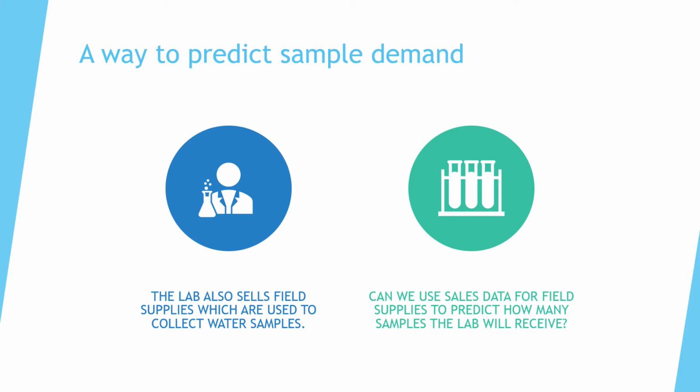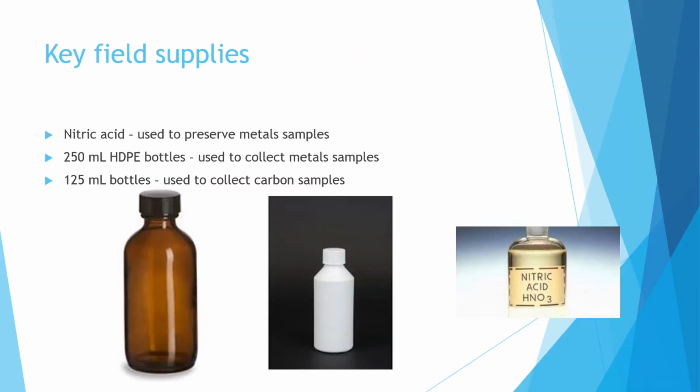So is there a way to predict that sample demand earlier in the fiscal year? The lab also sells field supplies, which are used to collect water samples, and these are things like filters and bottles and preservatives that are added to the samples so that they can be shipped back to the lab for analysis. So can we use the sales data for field supplies to predict how many samples the lab will receive?